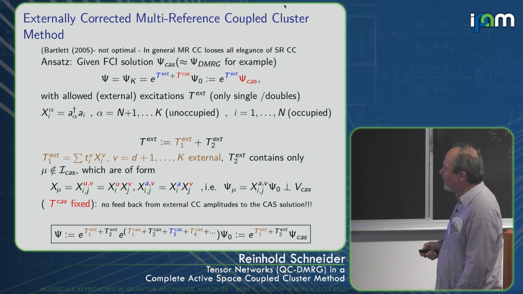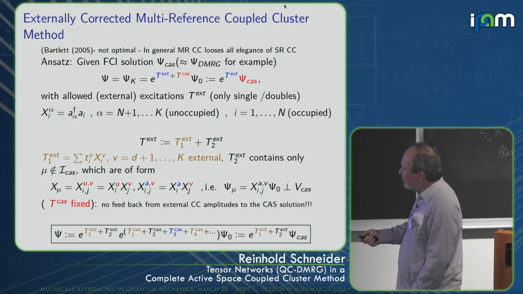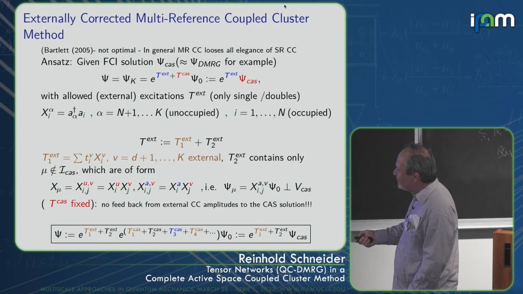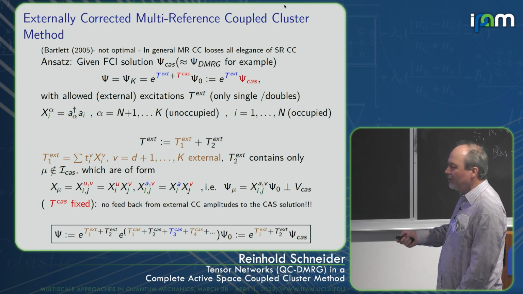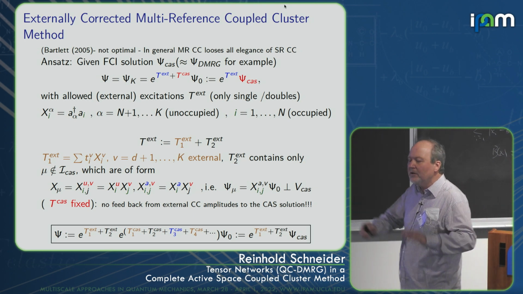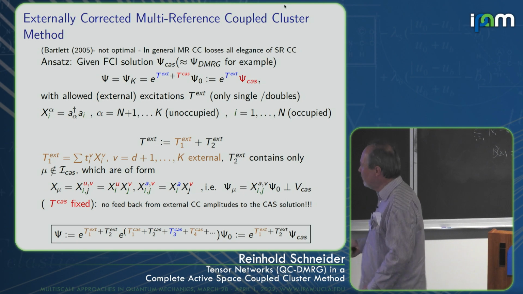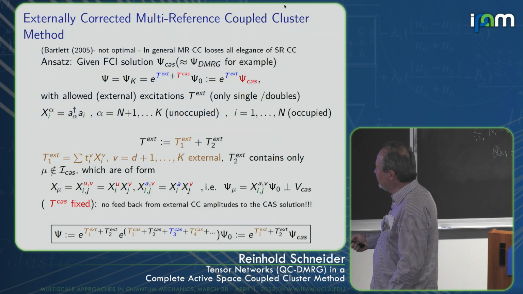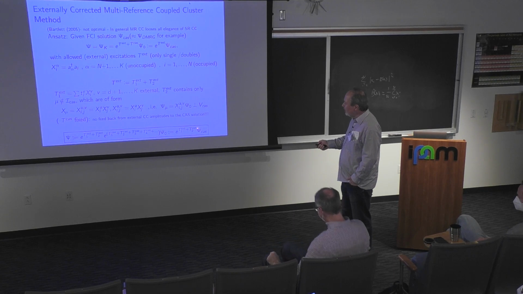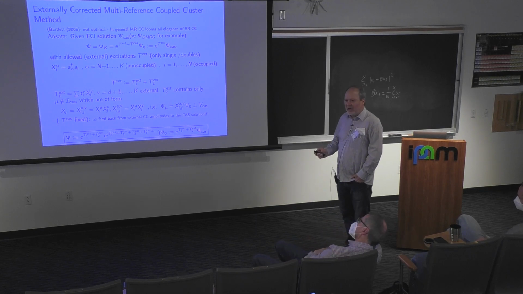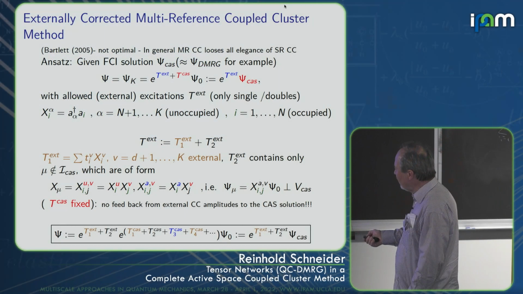It's an approximate ansatz. In the external space, we have only single excited and double excited, but for the CAS, we have the full coupled cluster. We never computed it, only in principle. Then this can be written as an external excitation operator applied to a psi-CAS function, which is now out of the full active space.